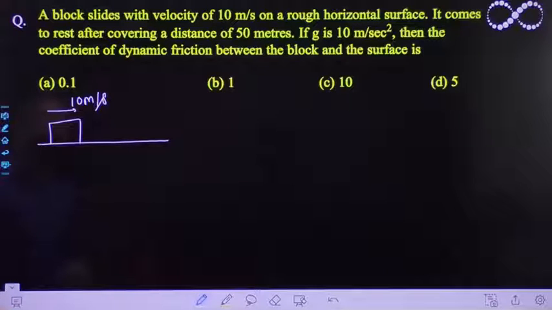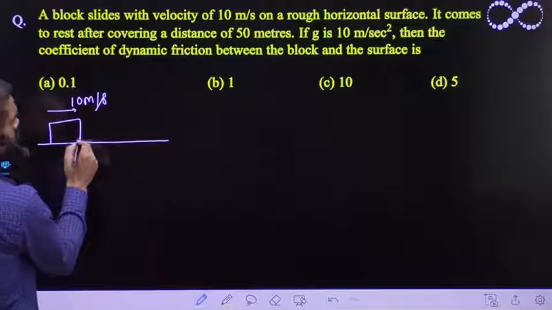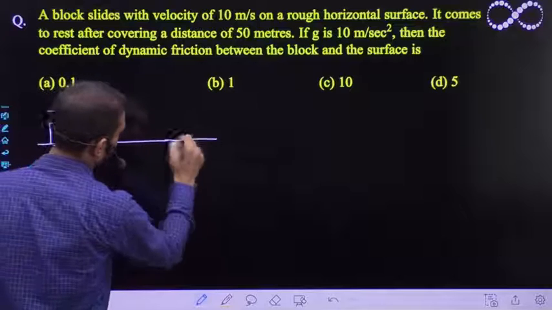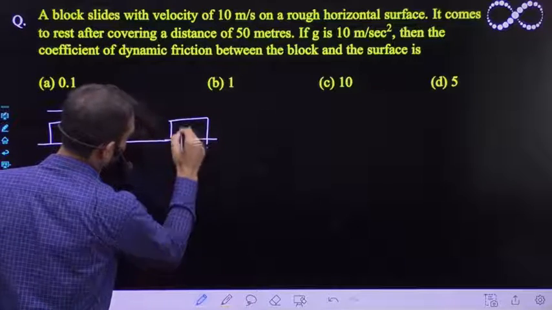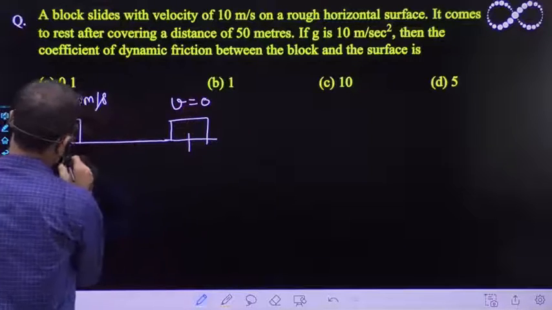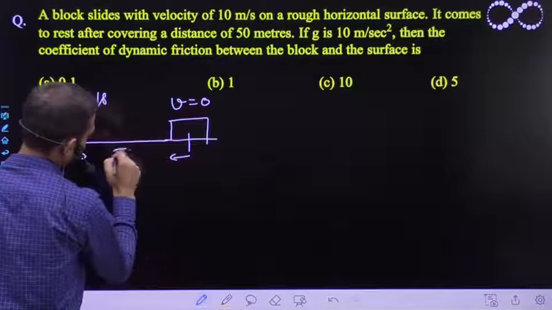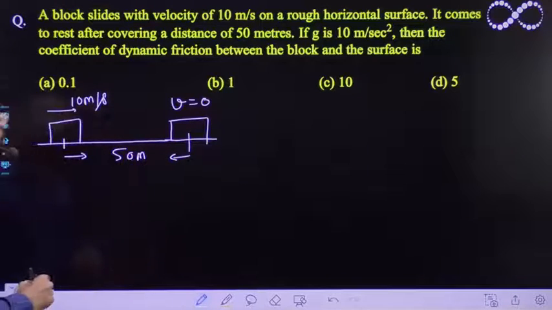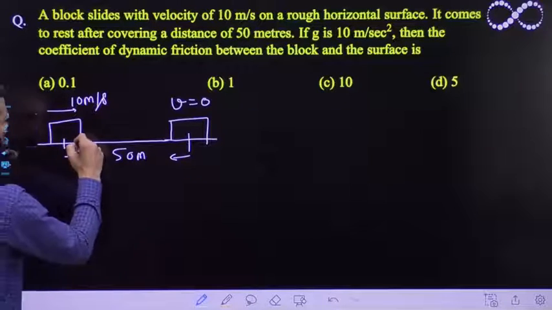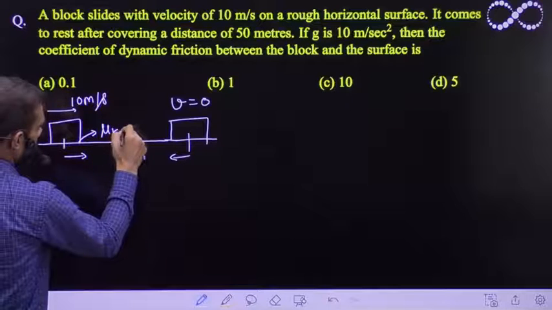It comes to rest after covering a distance of 50 meters. So after traveling 50 meter, the speed becomes 0 and this distance given here is 50 meter. If g is 10 meter per second square, then the coefficient of dynamic friction between the block and surface is. So all you have to find is the value of mu k.